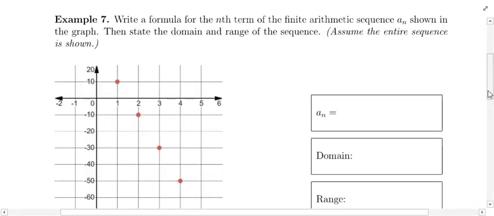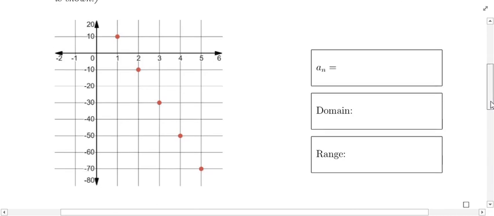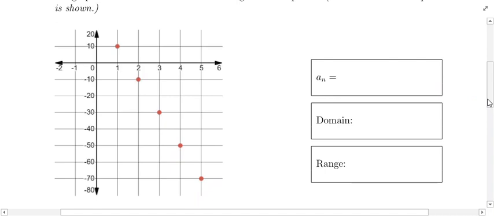Here we are given the graph of an arithmetic sequence, and we are asked to write a formula for the nth term of the finite arithmetic sequence an shown in the graph. Then state the domain and range of the sequence, and here we're assuming that the entire sequence is shown. That matters for domain and range purposes. As soon as you see the picture, you see the discrete points are falling along a line, so that means this is going to be an arithmetic sequence, and so it needs to have the format mx plus b. Again, the points make up the graph, not the entire line.